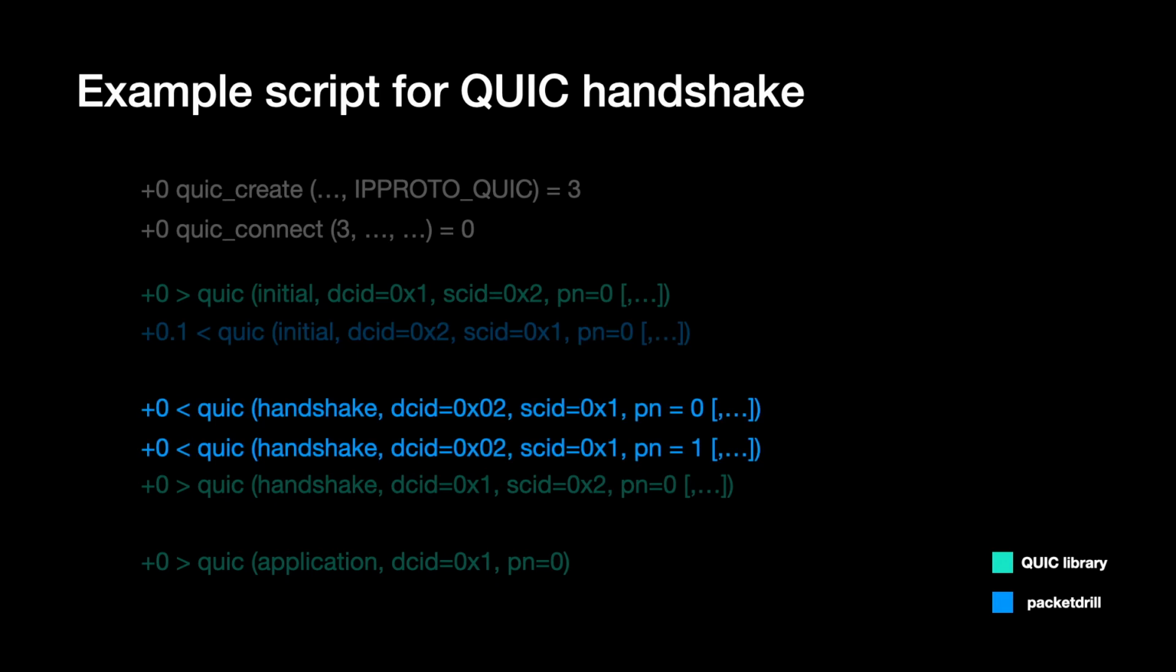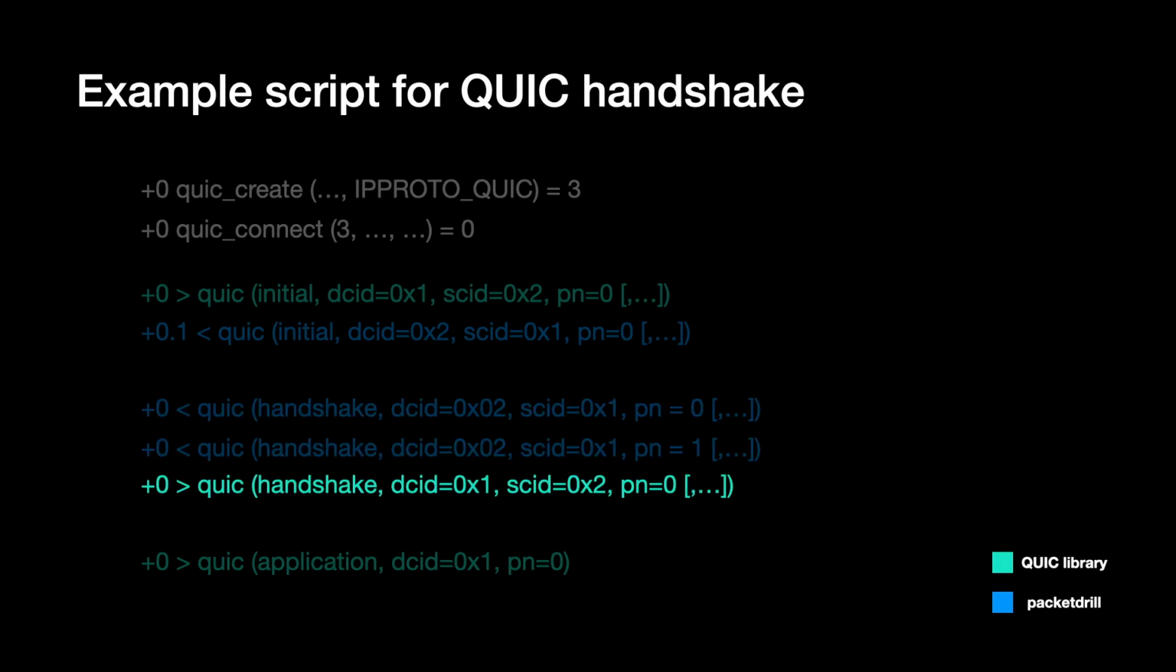After the server initial, packetdrill injects the server handshake packets, which contain the encrypted transport parameters, certificate, etc. The QUIC client library receives the server handshake and authenticates the server. It also sends out the encrypted handshake finished message. Once the handshake is completed, the client can now send 1-RTT data.